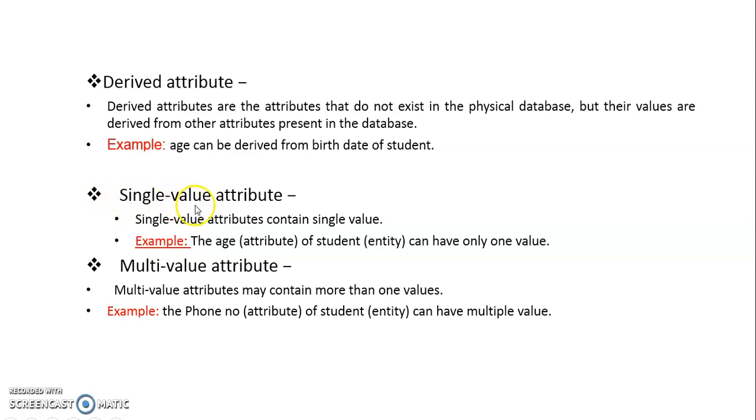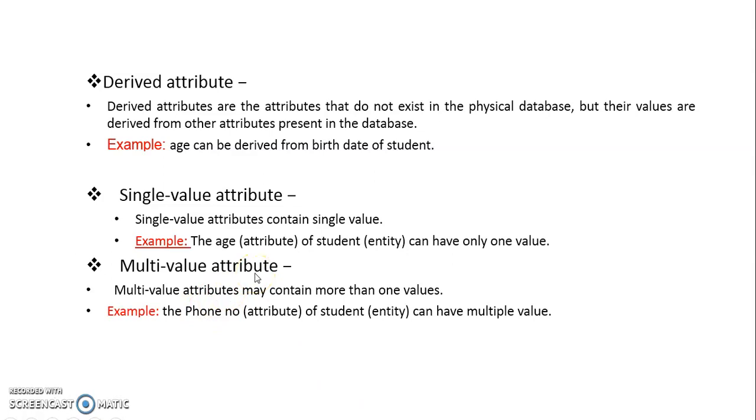Now the name itself says the attribute which will contain only a single value, like the age of the student, age of any person. It is single valued, so that particular attribute is known as a single value attribute. Next comes multi-value attribute.